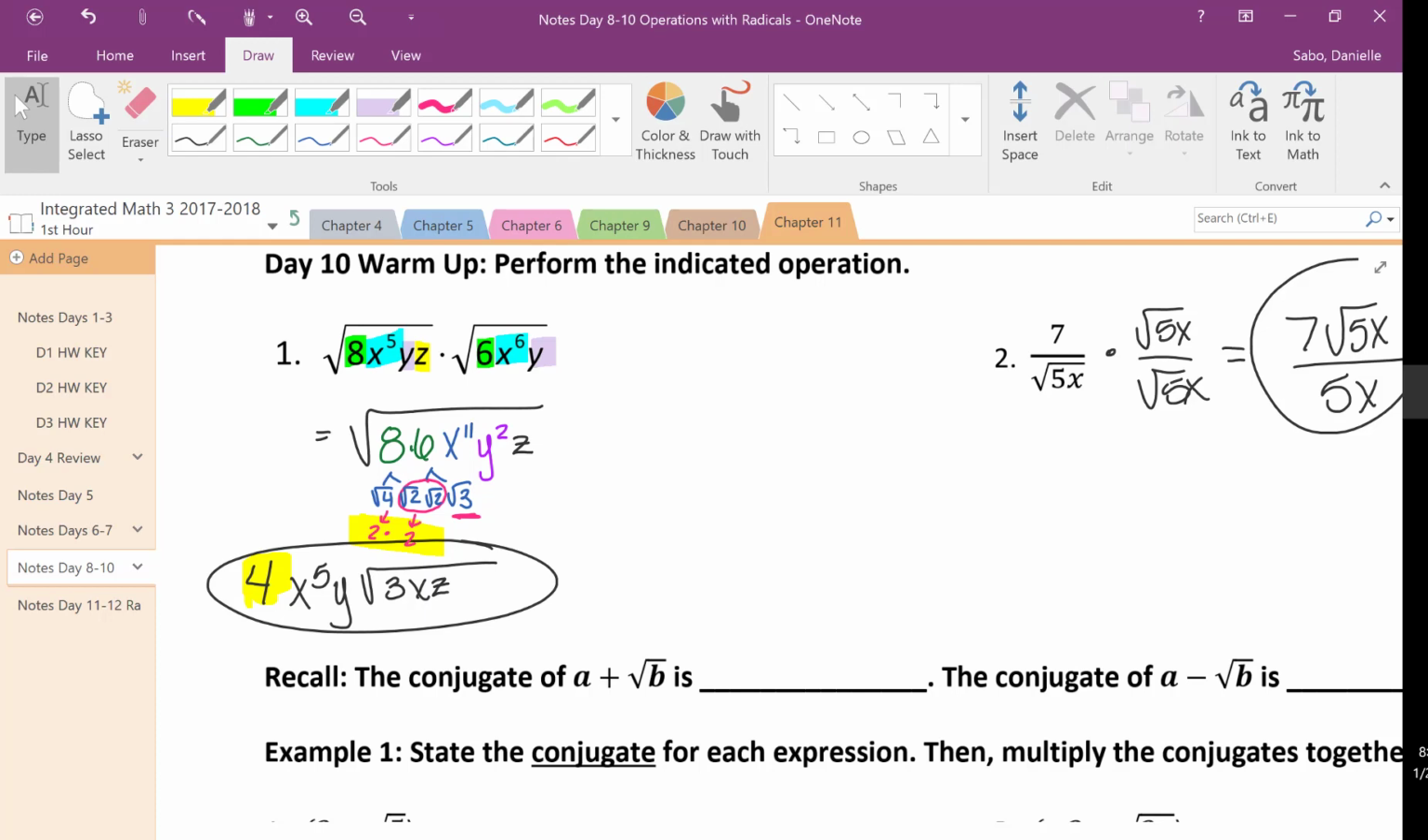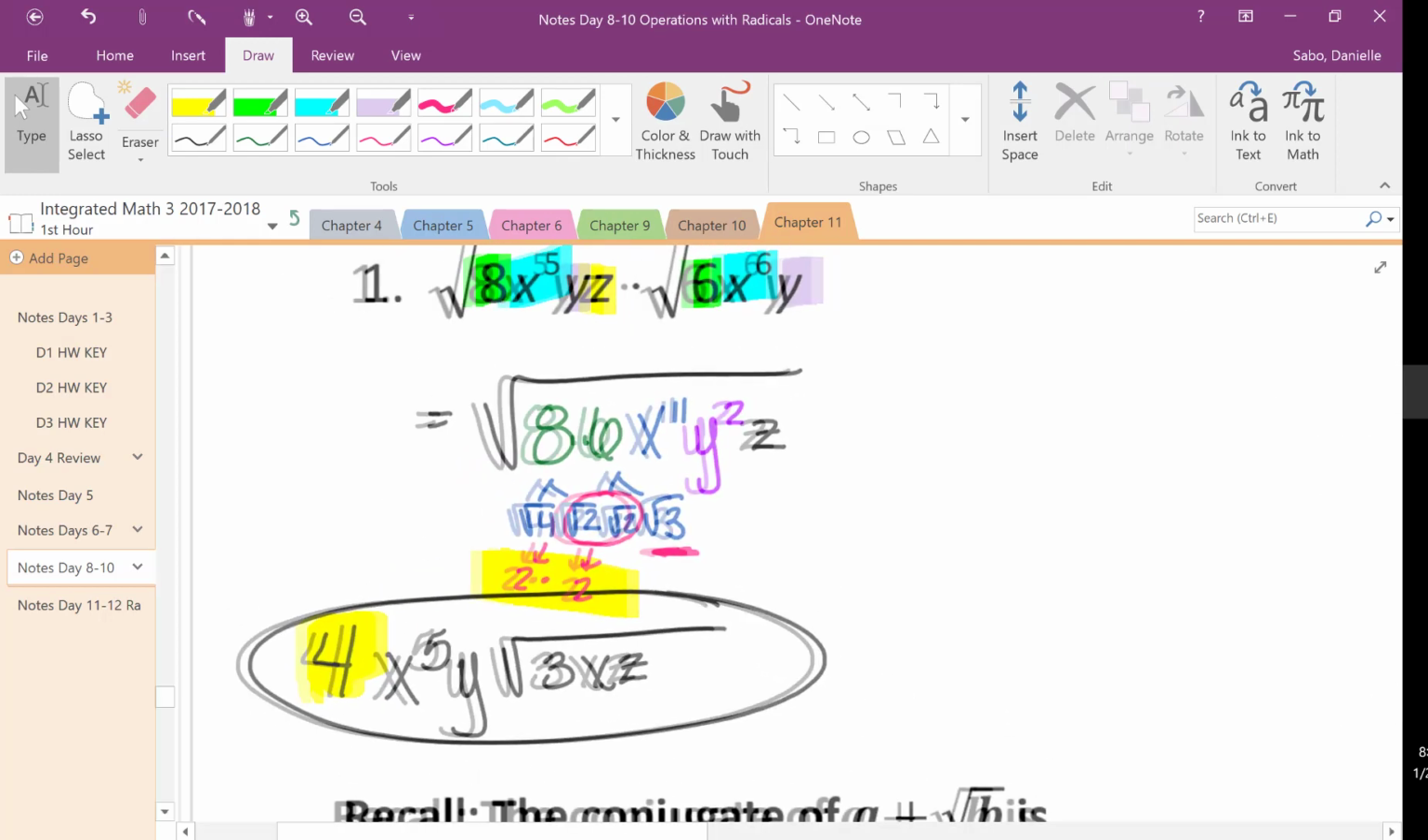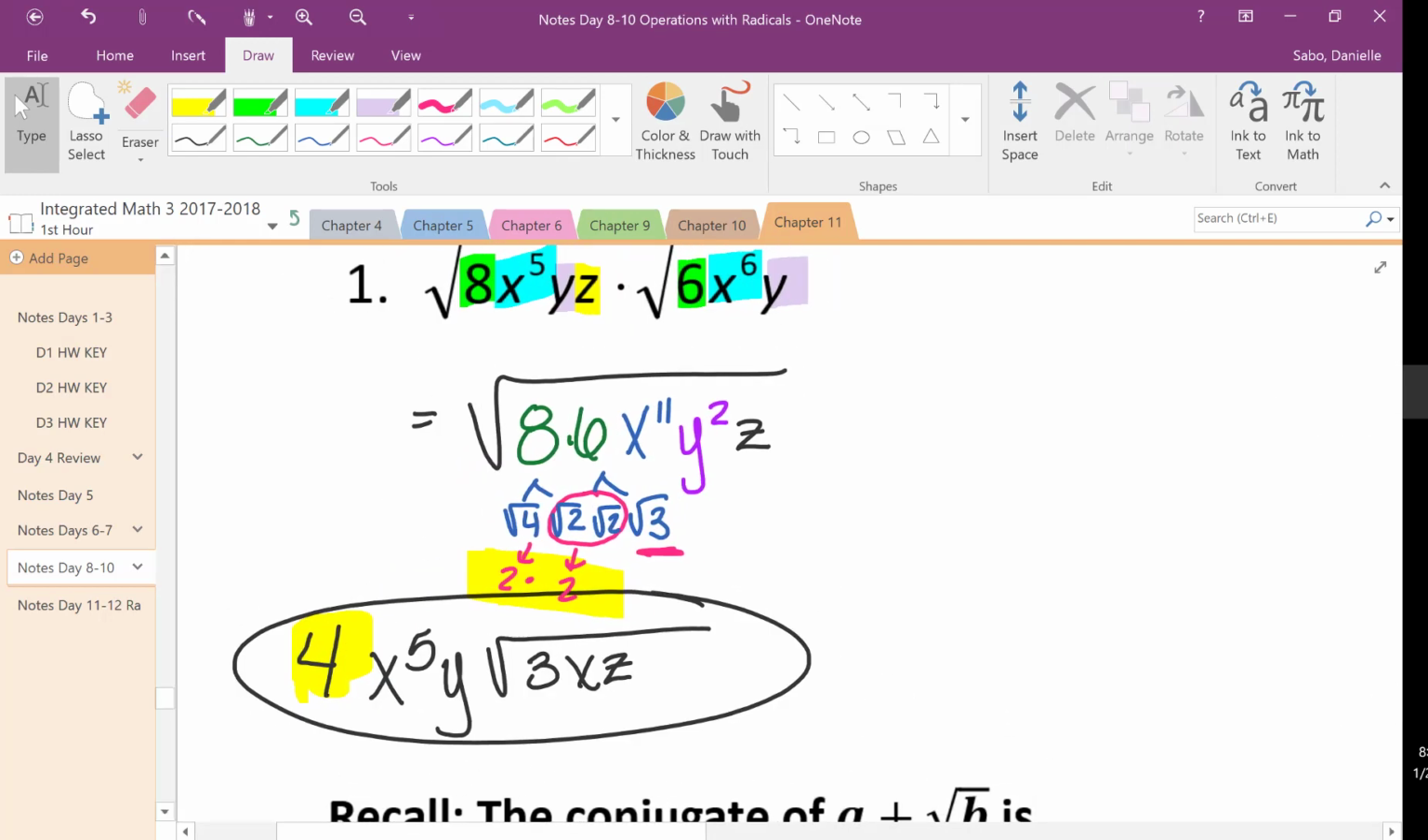How did you do on number one? Are there any questions on how I got any of these answers for one? Any of these steps? Okay. So my recommendation, when I do 8 times 6 in my head, it's 48. 48 is not a perfect square, so I would just keep it split up to help you out.